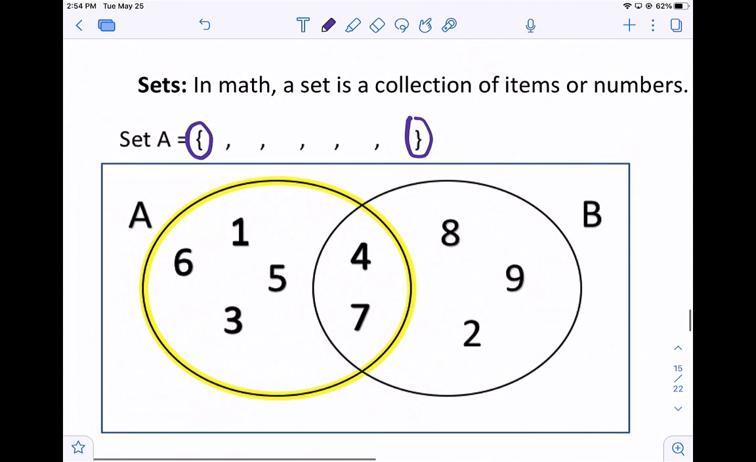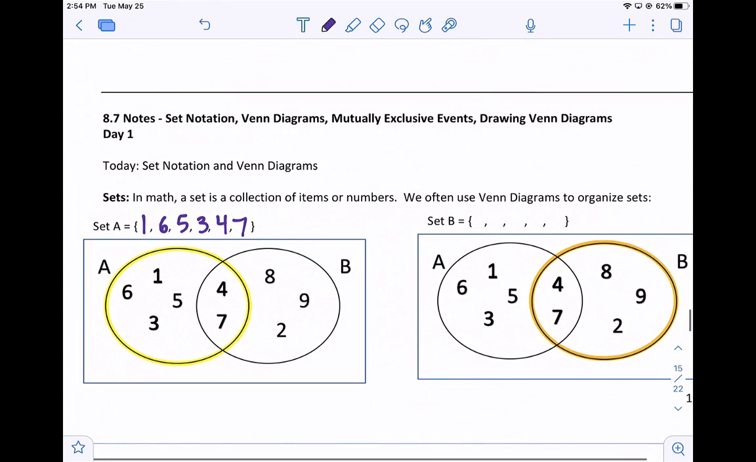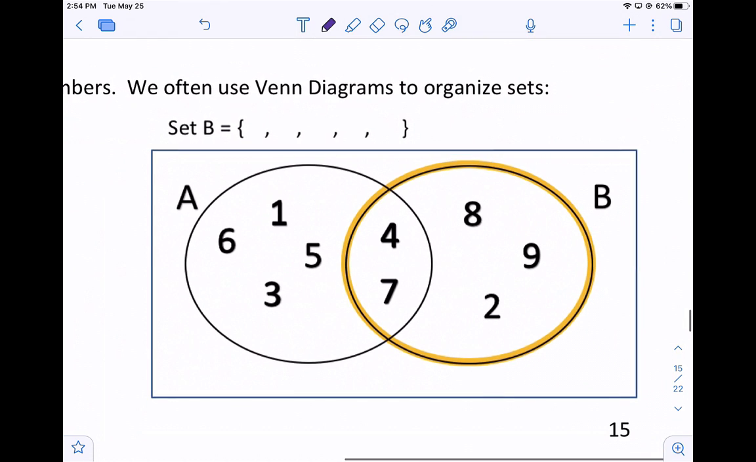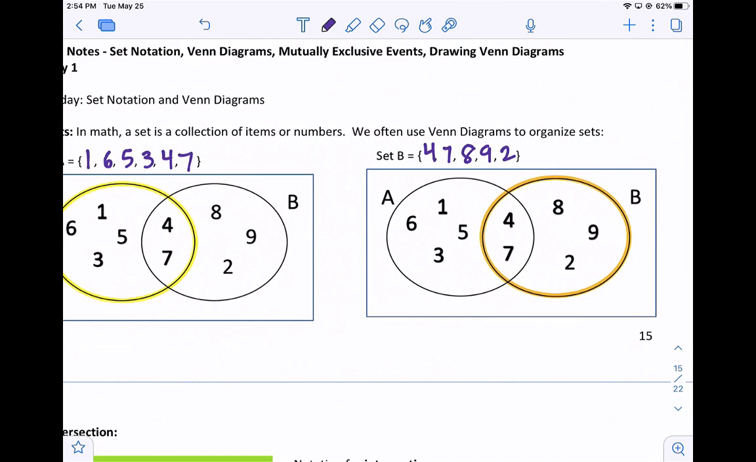If we take a look at our Venn diagram, we're looking at all the numbers in set A, and that would be the 1, the 6, the 5, the 3, and also the 4 and 7. So it's everything in circle A, that's set A. Likewise, we can look at what's in set B, it's everything in circle B: 4, 7, 8, 9, and 2. That is called set notation when they use the curly brackets, and inside the curly brackets is everything in that set.